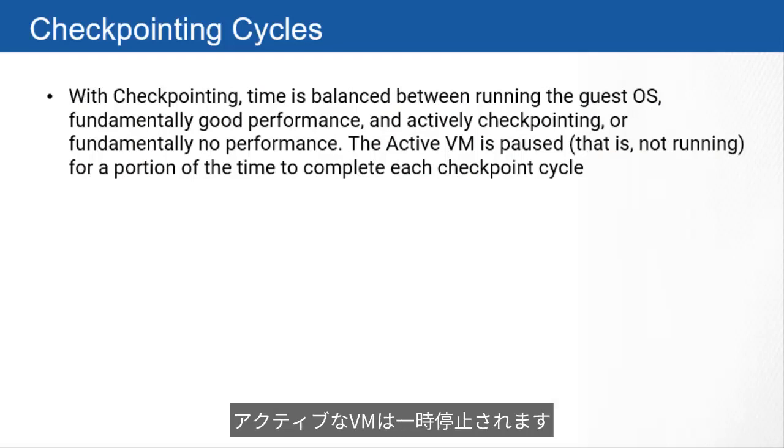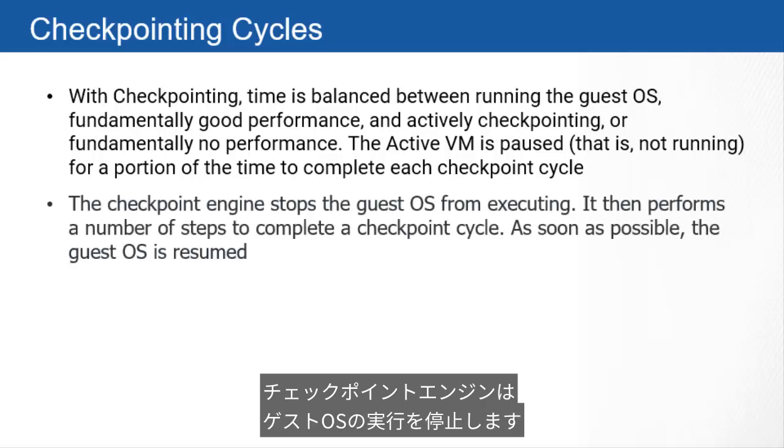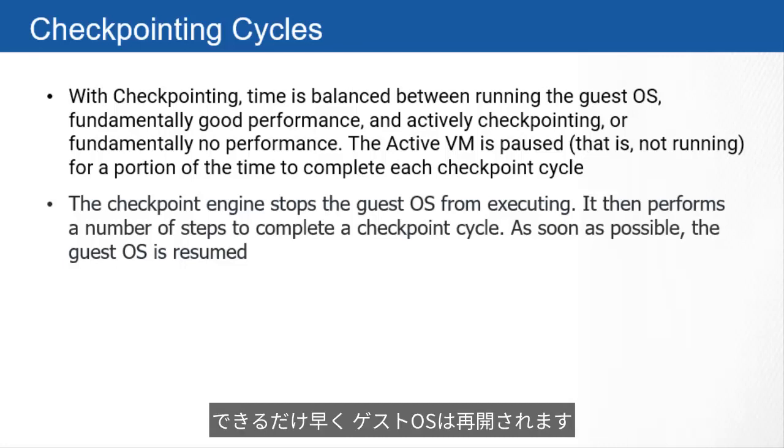With checkpointing, time is balanced between running the guest OS, fundamentally good performance, and actively checkpointing, or fundamentally no performance. The active VM is paused, that is, it's not running, for a portion of the time to complete each checkpoint cycle. The checkpoint engine stops the guest OS from executing. It then performs a number of steps to complete a checkpoint cycle. As soon as possible, the guest OS is resumed.